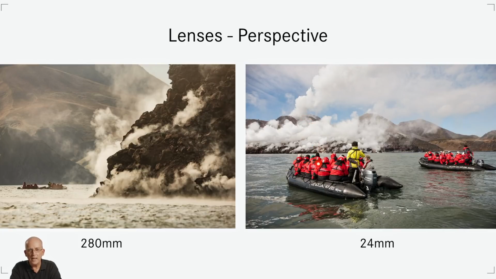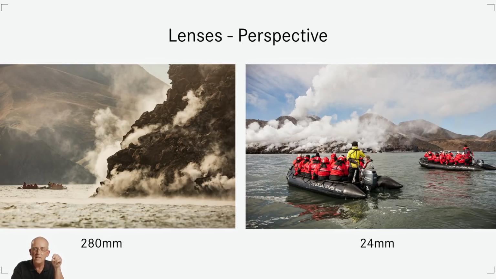And I'm in a Zodiac, and I'm shooting these guys with a 24mm lens. So there's a Zodiac, 24mm lens, big Zodiac, small mountain. The picture on the left is taken just out of frame where I've got the pointer now, just where the lava finishes. That's the edge of the lava field, and there are some other Zodiacs around the side. And by using a 280mm lens, you can see very clearly how the perspective changes.